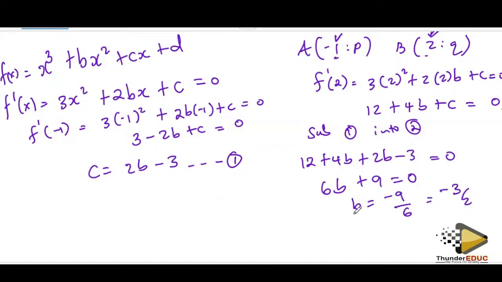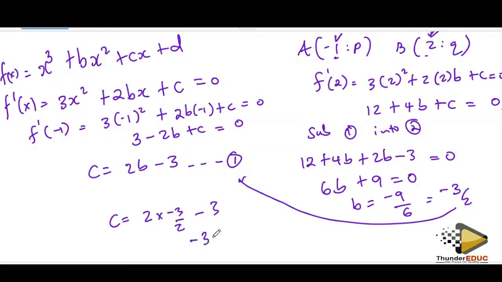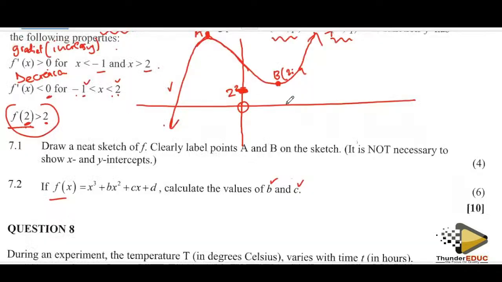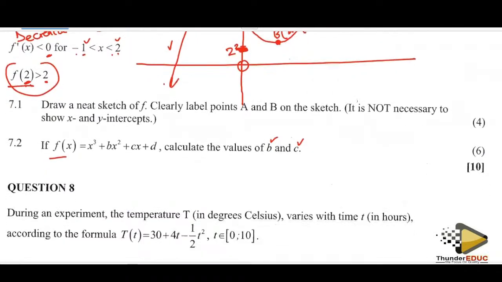All right. And then I'll replace this into the first equation to get c. So 2 times negative 3 over 2 minus 3, simplify that, negative 3 minus 3, which is negative 6. So guys, b is negative 3 over 2, and c is negative 6. All right, so that is 7.2. Then question number 8. It's also calculus.